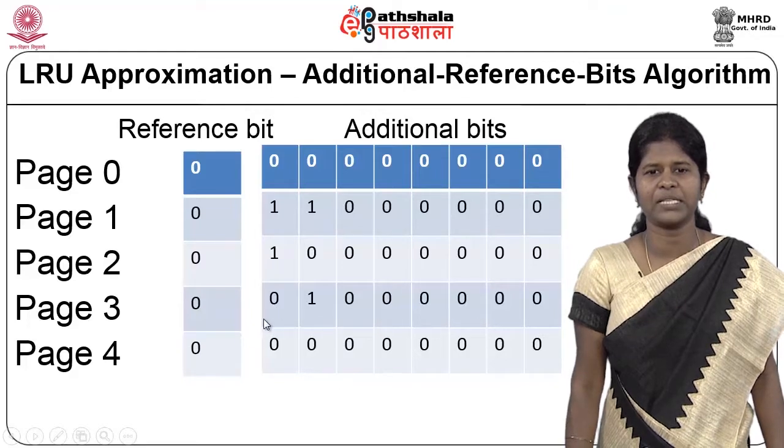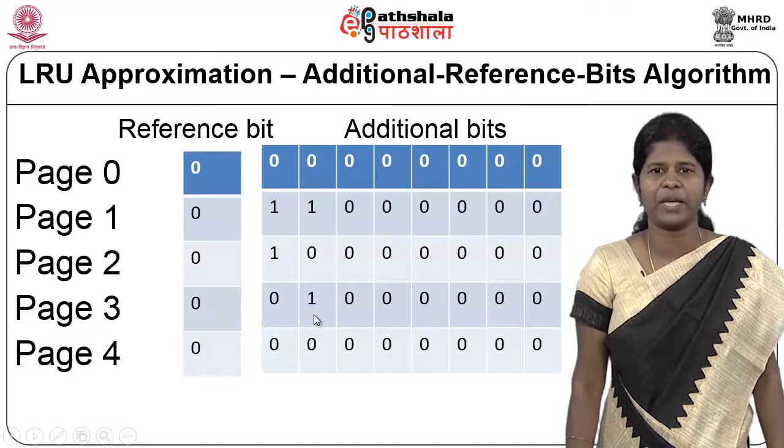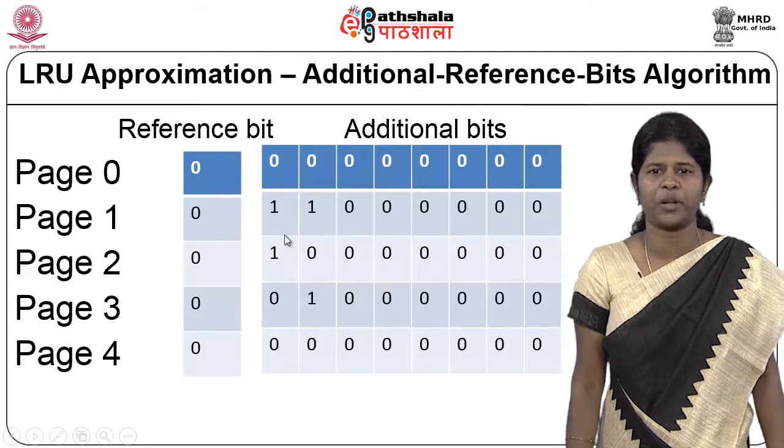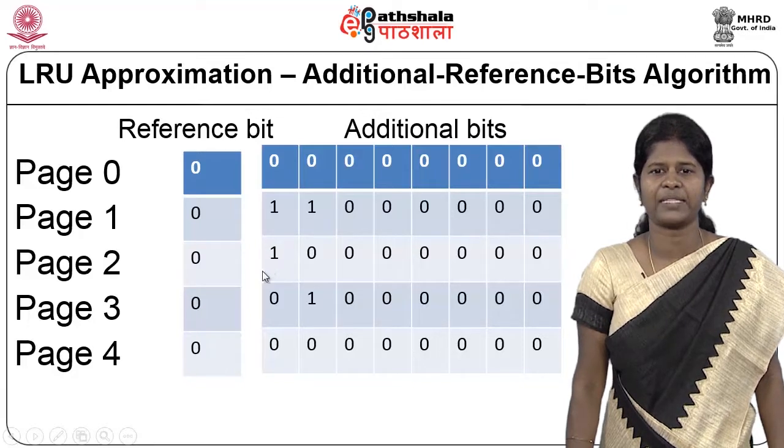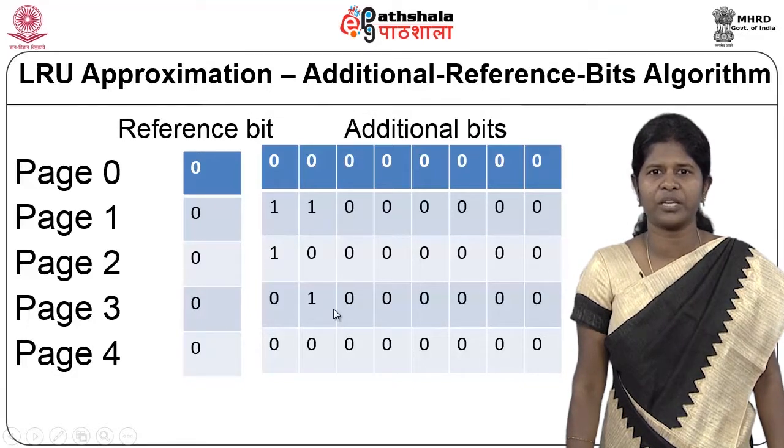Now, among these, which one was the most recently used, or the best page, not the best page for replacement? There is page 1, because page 1 was referred to in the previous instance and also in this instance, and hence page 1 has got a higher value compared to the other pages. Page 2 was used recently and has this value, and page 3 was used in the earlier instant, but now it is not being used, and hence page 3 has got a lower value compared to page 2.